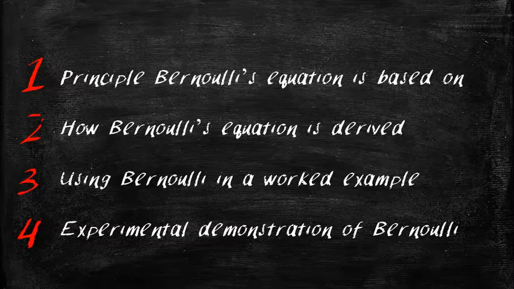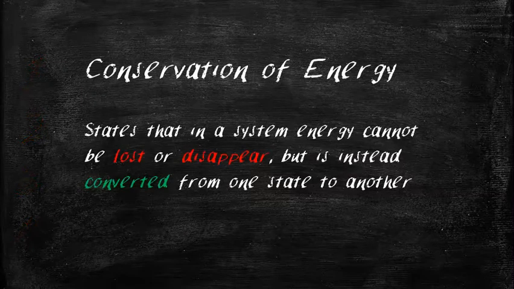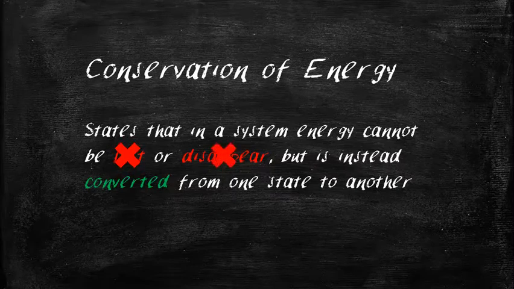The principle behind Bernoulli's equation. Bernoulli's equation is simply based on the principle of conservation of energy, which states that in a system, energy cannot be lost or disappear, but is instead converted from one state to another. But what do we mean by this?